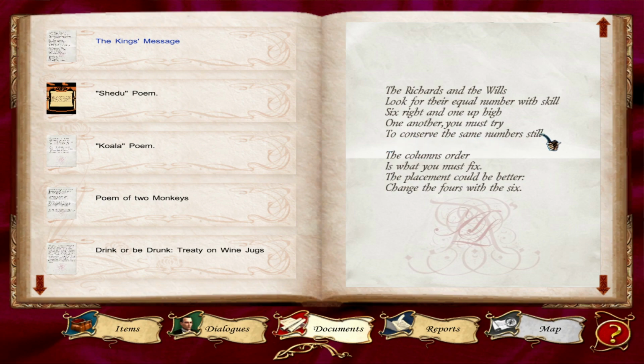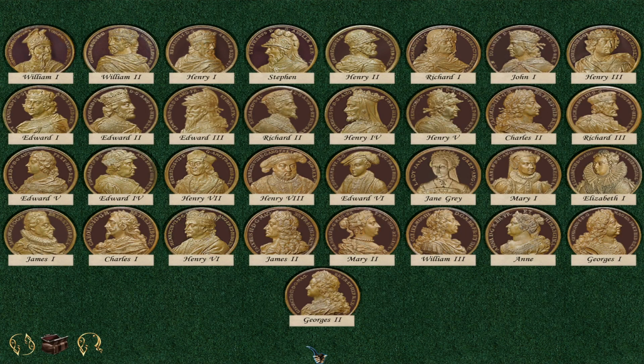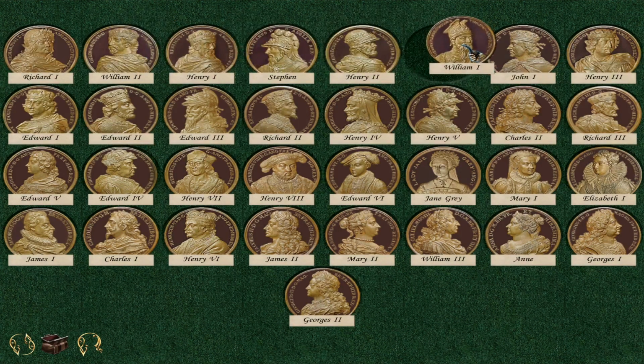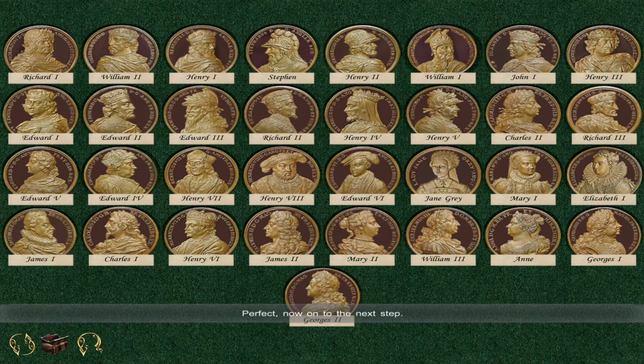Conserve the same numbers. So do I need to swap, like, 1 for 1s? Like I do Richard the 1 for William the 1? And vice versa? Alright, I guess we can try that. And it'll be easier to fix that. Alright, so Richard gets swapped with William. Perfect. On to the next step.